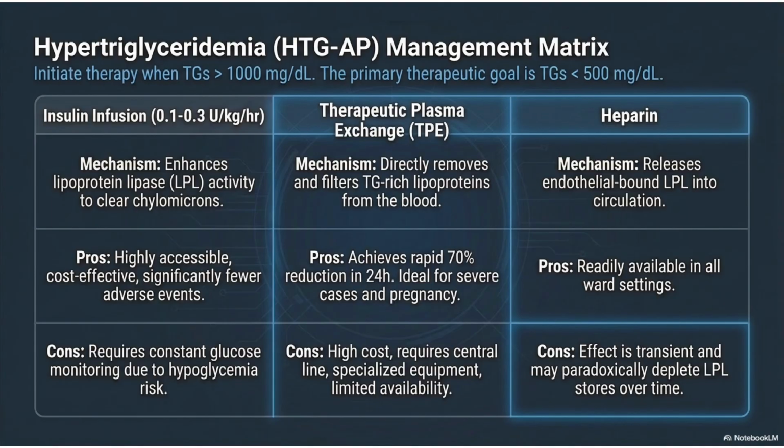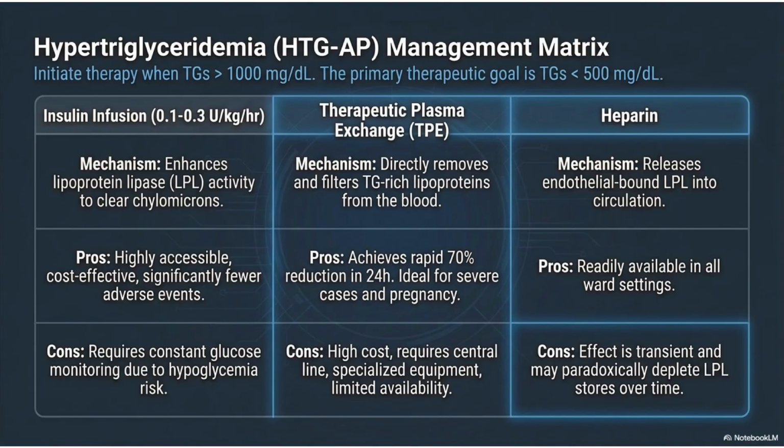So what are some immediate things that you can do? You can do insulin infusion, you can do therapeutic plasma exchange, and you can do heparin. Now, insulin infusion is going to be a very slow infusion, 0.1 to 0.3 unit per kg per hour. It enhances the lipoprotein lipase, which clears the chylomicrons. The pro is it's highly accessible. You can do it by transferring the patient briefly to the ICU, and it's cost effective. The con is it's going to require constant glucose monitoring due to the risk of hypoglycemia, and sometimes co-administration of D5.